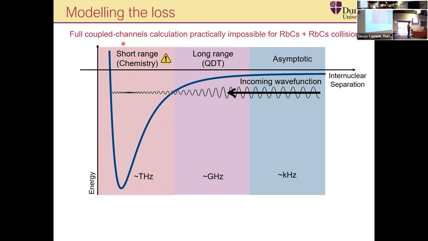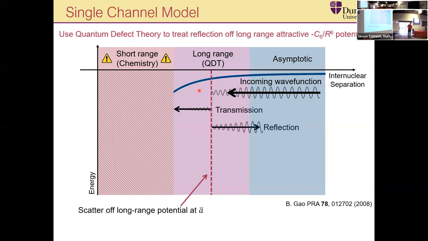So this is the picture that I think has been spoken about already. We've got this collision. This incoming molecule is going to collide on some kind of potential. And what we basically do is say, there's this long-range part, which we've already heard is well characterized in terms of a C6, and you can use quantum defect theory to calculate the quantum reflection that you get from this long-range model.